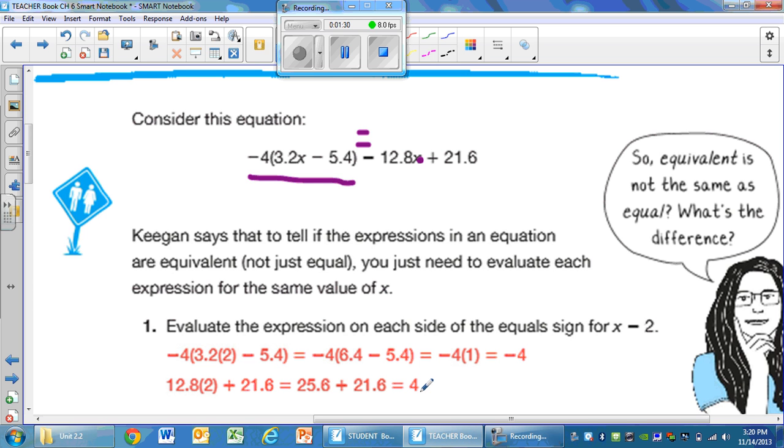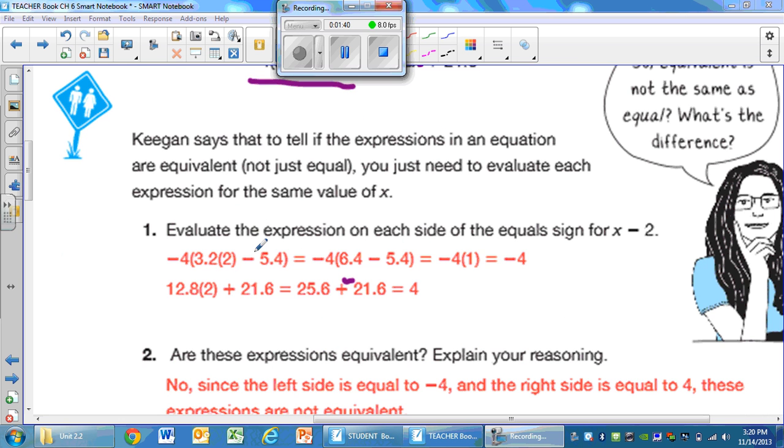I'm a little nervous about that. I think this is supposed to be negative 21.6. Our dear book has some problems these days.